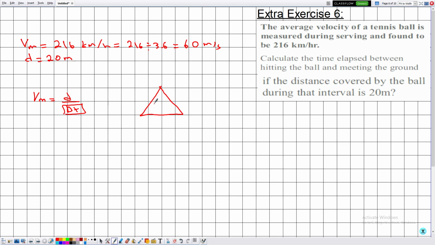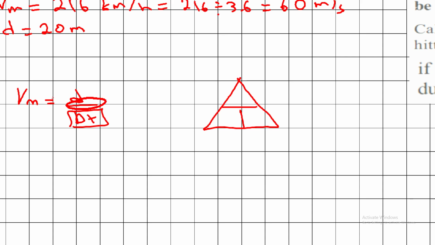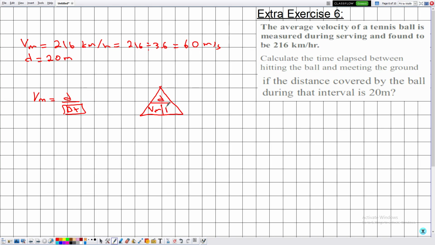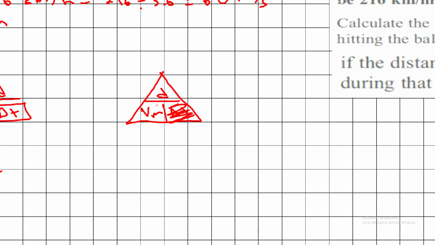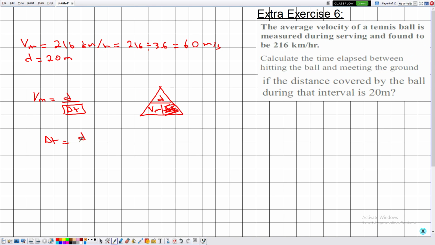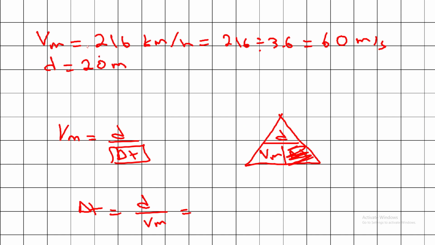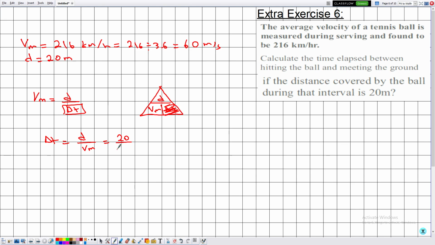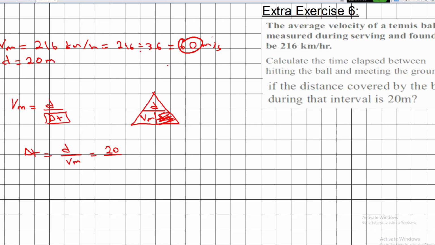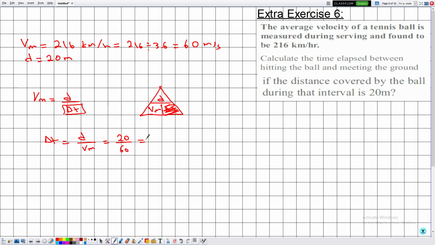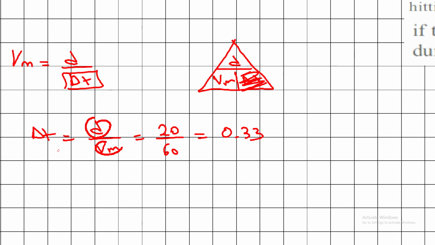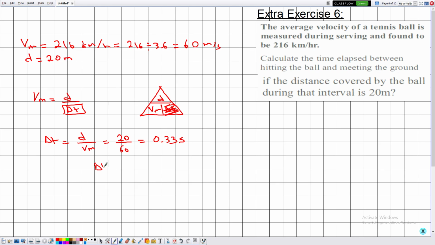Constructing the triangle of this formula, because we have divide, Vm will be at the bottom, d at the top, delta t here. Putting our hand over delta t, delta t is given by d divided by Vm. The value of d in the SI is 20, the value of Vm in the SI is 60. Plugging this on the calculator, delta t is 0.33. Since d and Vm are expressed in the SI, delta t will be in seconds. Then delta t is equal to 0.33 seconds.